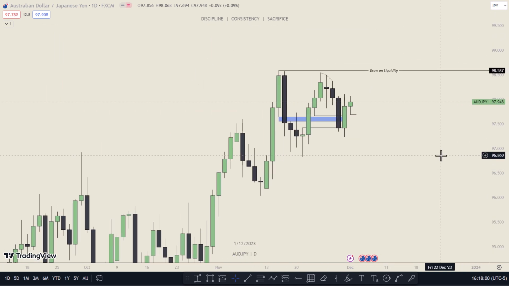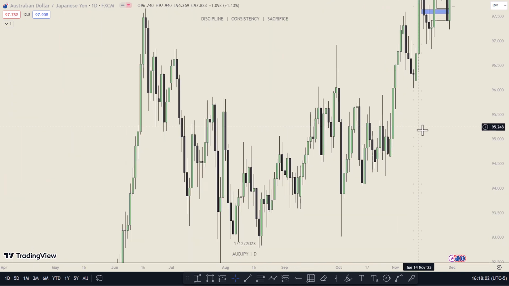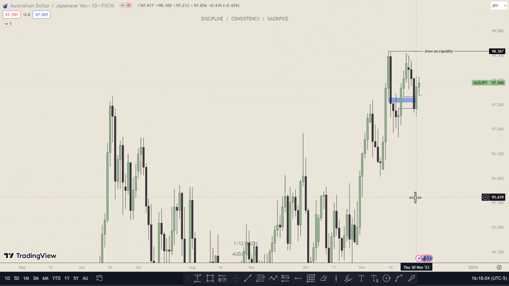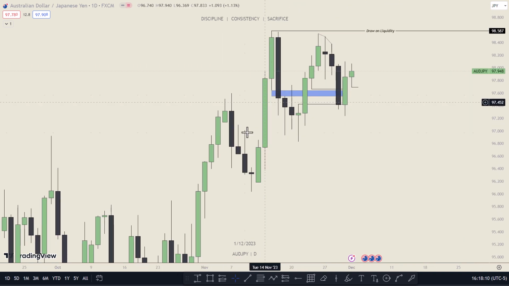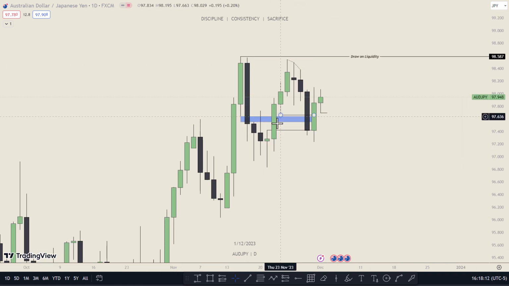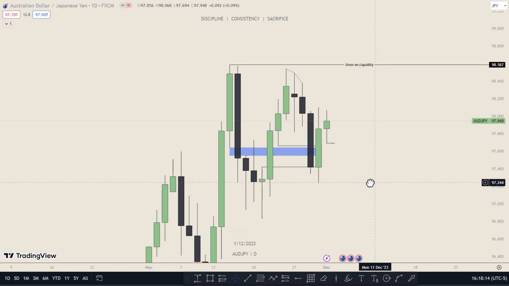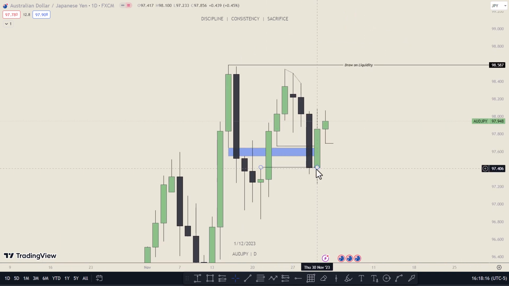So this pair is clearly bullish. It's been bullish forever, since August, and it is respecting every fair value gap on its way. This one, and now this one, this fair value gap right here on the daily. As you can see, the buys stayed almost inside.